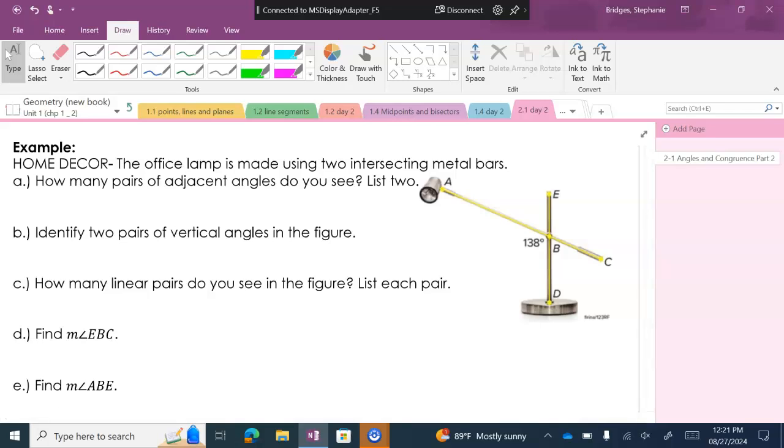All right, we have a picture of a lamp. We've got point A over here on the far left. We've got point C on the far right. We've got E at the top, B in the middle, D at the bottom. Those are points that we can use to name some angles. The very first question is to identify a pair of adjacent angles. It says, first of all, how many pairs of adjacent angles do we see? That's the first question. Second of all, list 2.